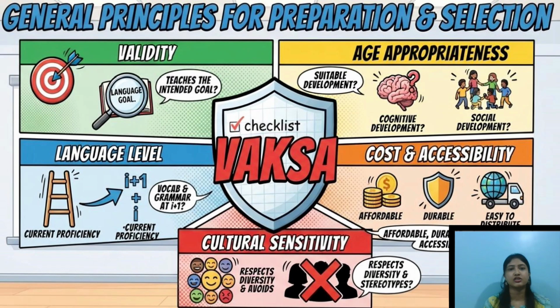Language level. The language level should be very easy and simple for the students to understand, because learning resources are meant to aid the students in their studies, not make their studies more and more difficult. Cost and accessibility. The learning resources made should be easily available. The cost of making them should not be very high, otherwise it would not be very helpful for the teachers to make them.